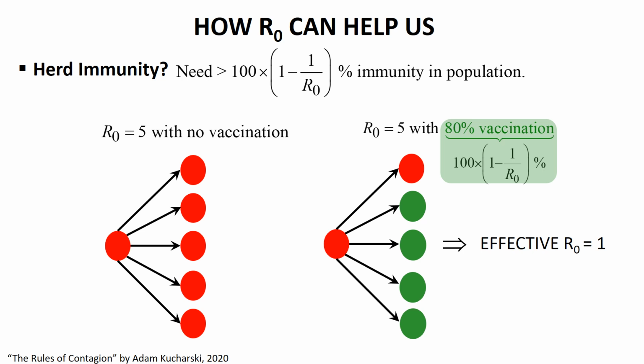So if you have greater vaccination than 100 times (1 minus 1 over R0) percent, your effective R0 will be less than 1, which means that each person will infect less than one other person, which means that the disease will effectively die out.